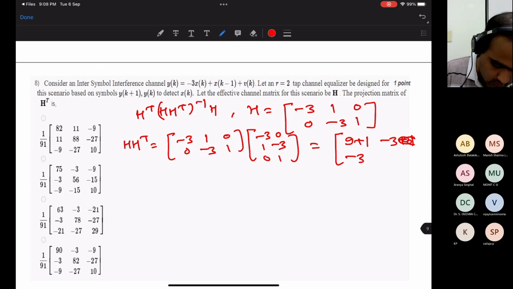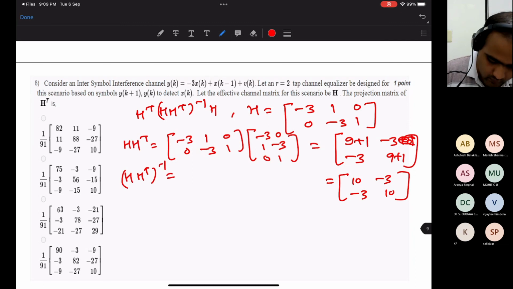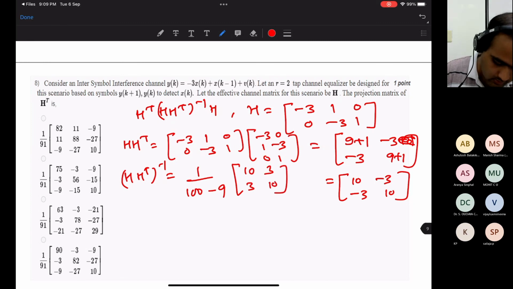This will be -3, and this will be 9 plus 1. Right, so we have 10, -3, -3, 10, and now if you take its inverse, the determinant is 10 squared, 100, minus 9. So this is basically 1 by (100 minus 9), which is 91, and you have 10, 3, 3, 10.